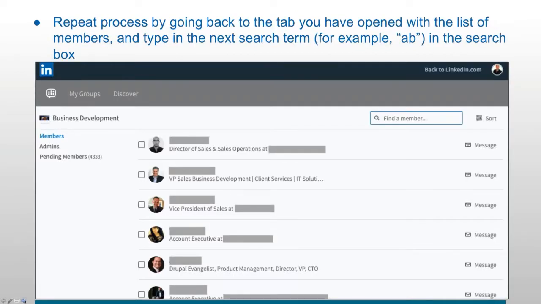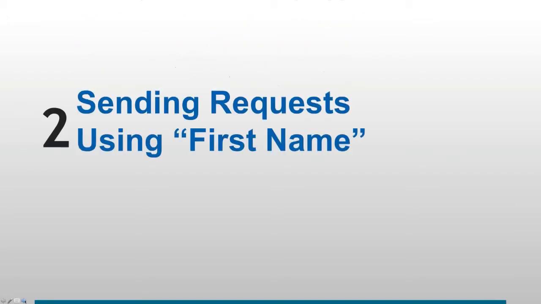All right, now we go on. You want to repeat the process by going back to the tab you've opened with the list of members and type in the next search term, for example, AB in the search. Or you're just going to continue after Aaron. You're going to see who else is on your second or third level and keep sending them the messages until you get to the bottom of those 10. And then you're going to go back to the tab you've opened with the list of members, and type in AB in Find a Member, and you'll come up with AB.